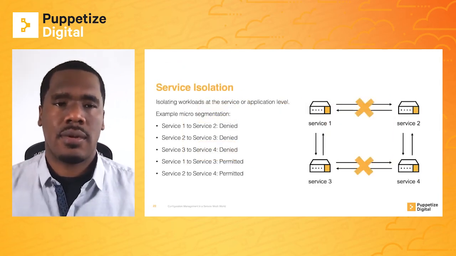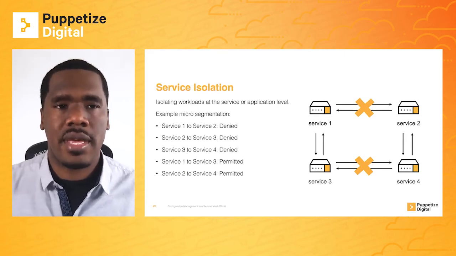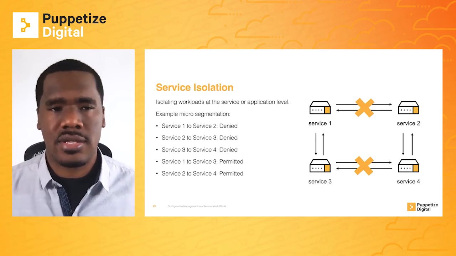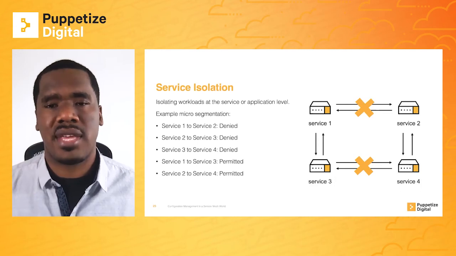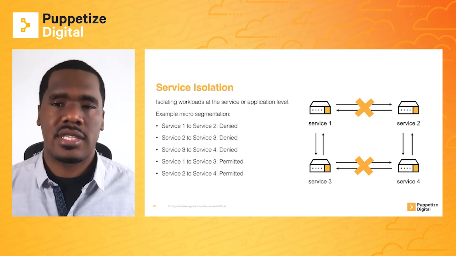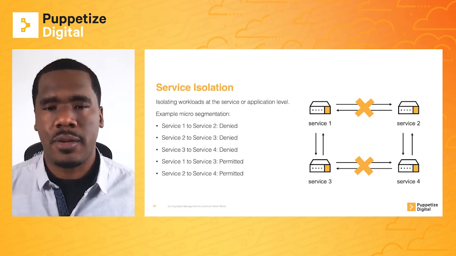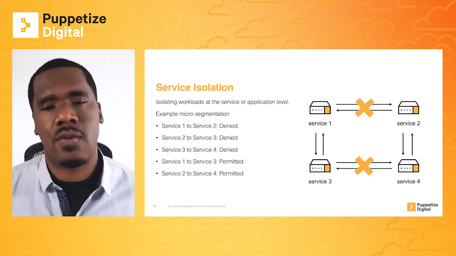And so in the case of service mesh, what we're doing is from a service level or an application level. And so we're providing that segmentation between which service can and cannot talk to one another. So in this example, we've got service 1 talking to service 2, but that traffic is denied. Similarly, service 2 can't talk to service 3. Service 3 can't talk to service 4. And so we've also allowed service 1 to talk to service 3, service 2 to talk to service 4.